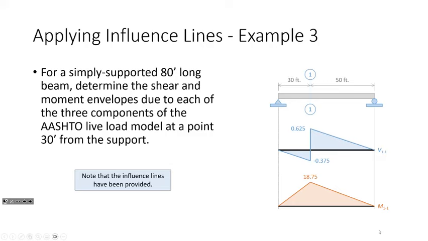And what are we going to get? Say it again. 30. 30 even? Okay. So there's my worst case positive shear: 30.